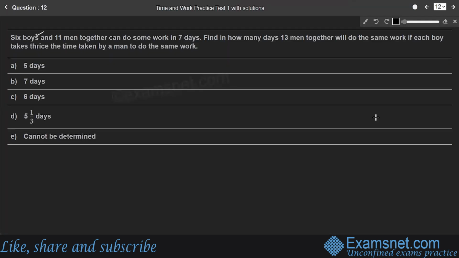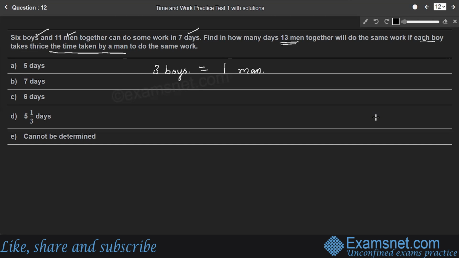Question 12. 6 boys and 11 men together can do some work in 7 days. Find in how many days 13 men together will do the same work if each boy takes thrice the time taken by a man to do the same work. What is important here is that each boy takes thrice the time taken by a man. That means the efficiency of 3 boys is equal to the efficiency of 1 man, or 1 man is equal to 3 boys.